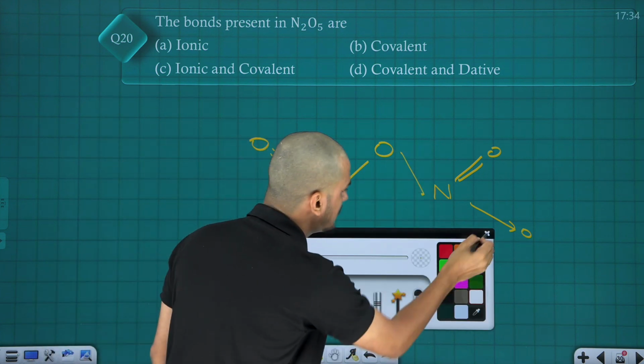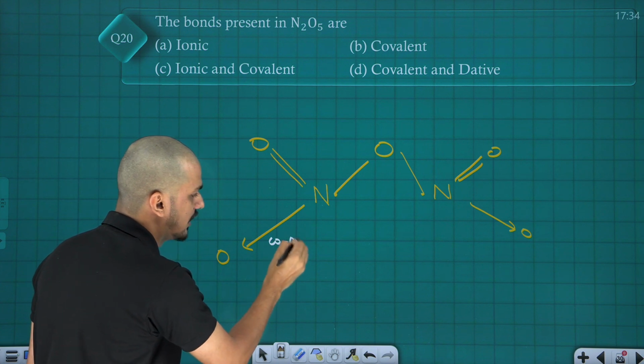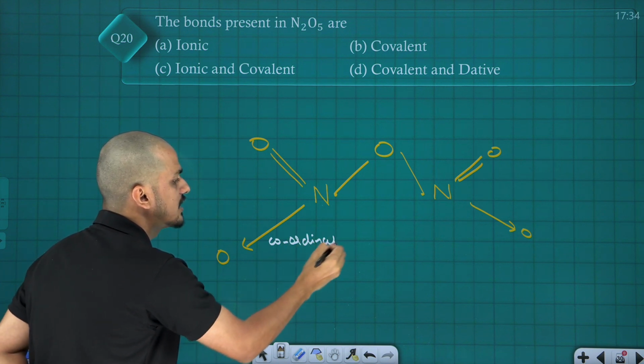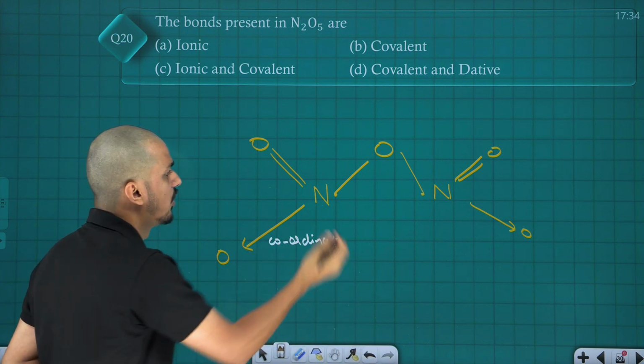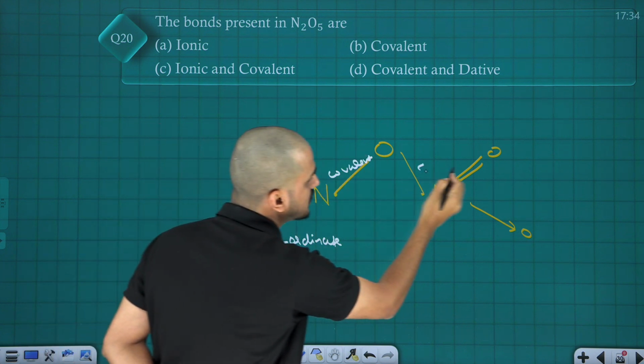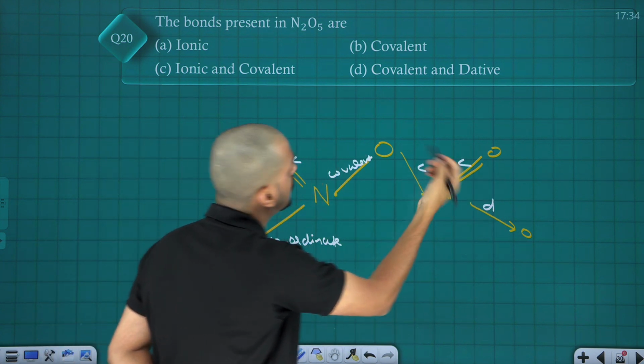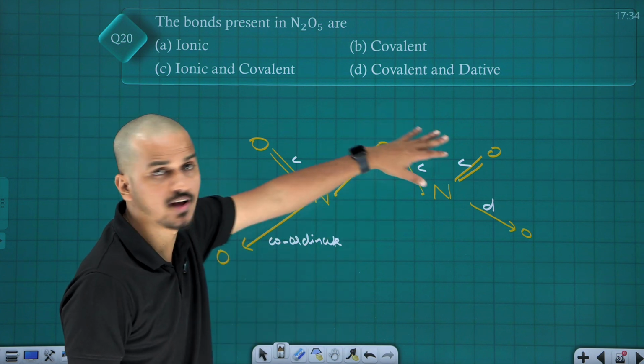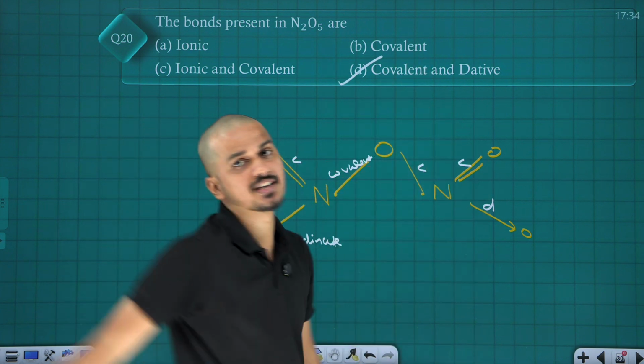Here you can see this is a coordinate bond, or else it is called dative bond. These all are covalent. This is covalent. This is dative. So which bonds are present here? Covalent and dative. So answer is D.